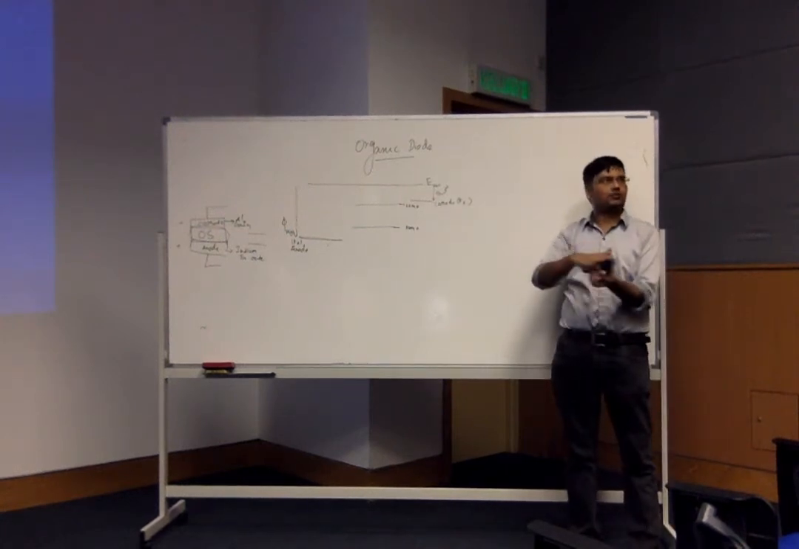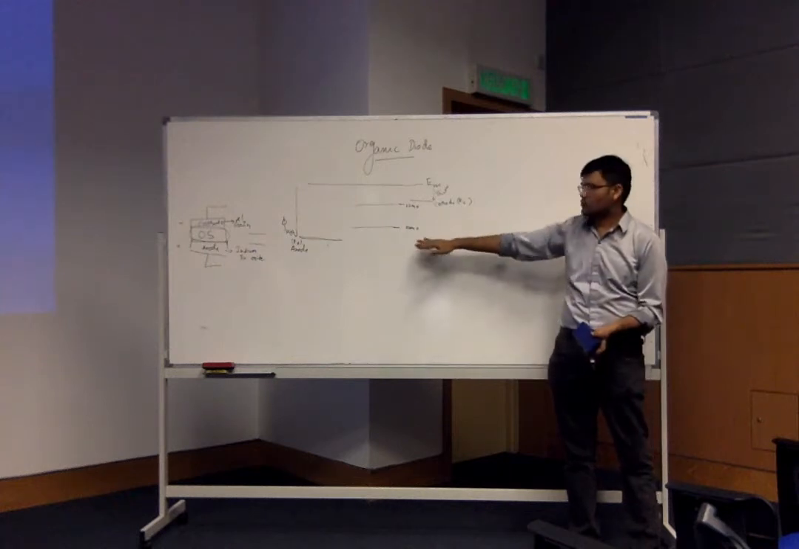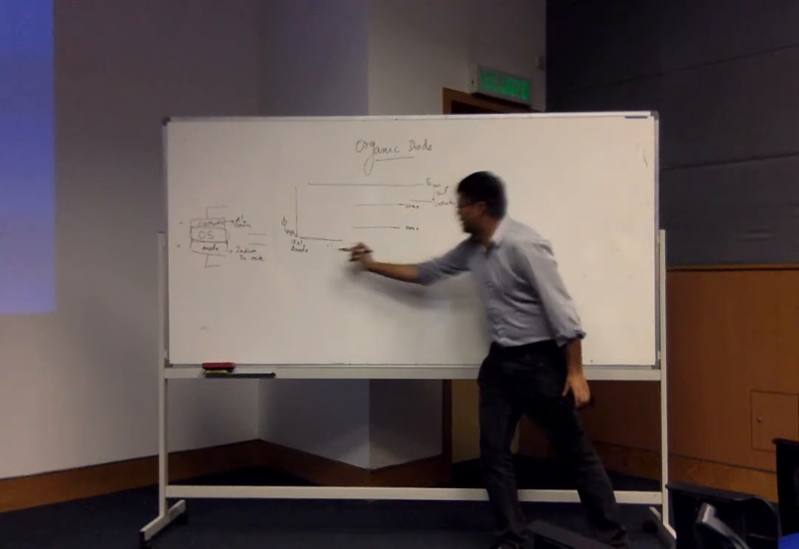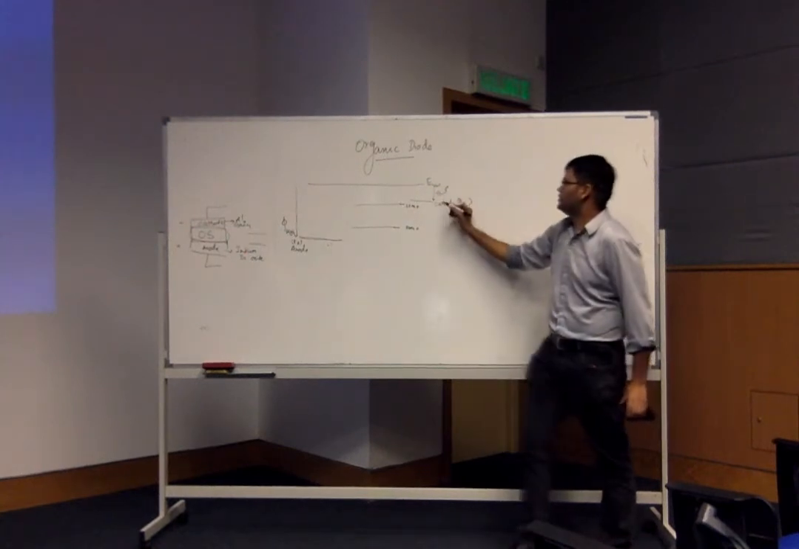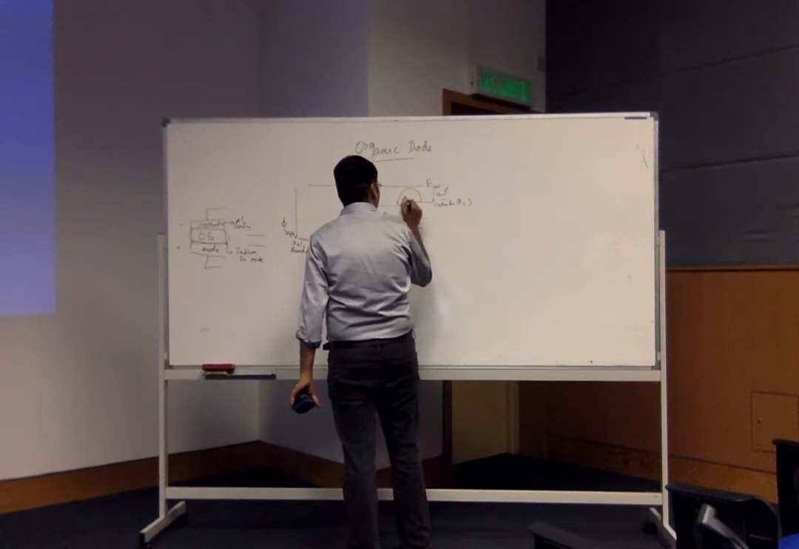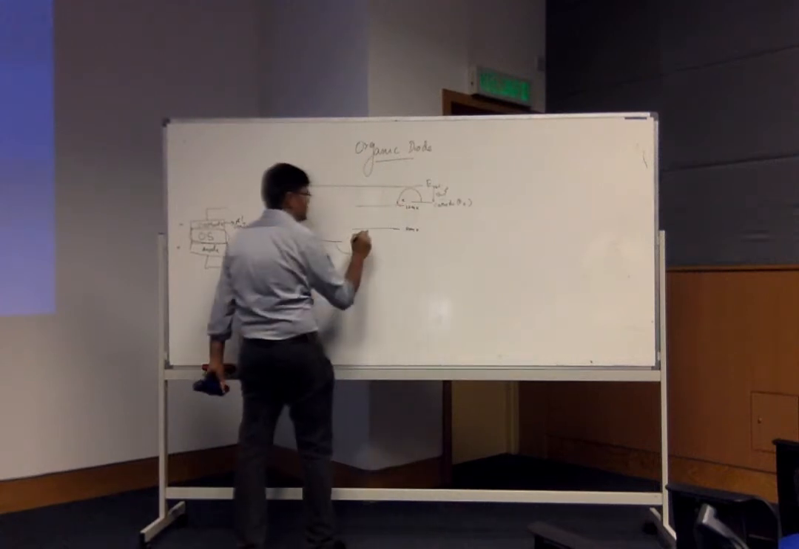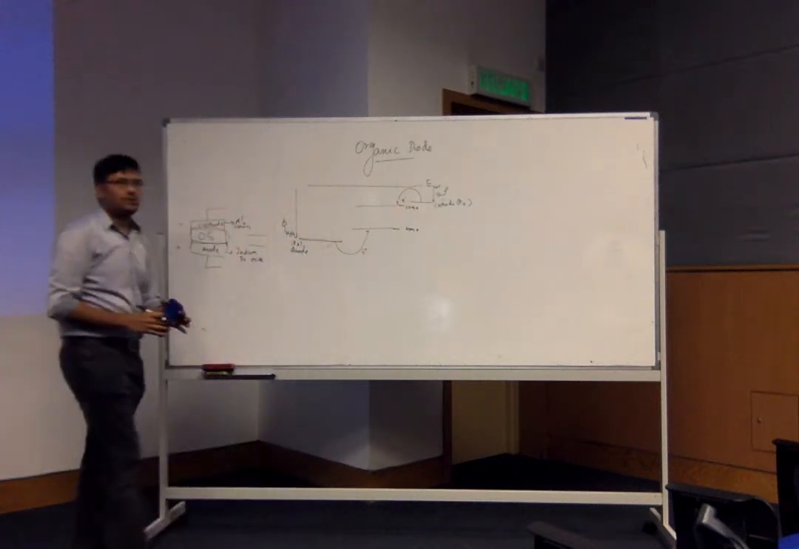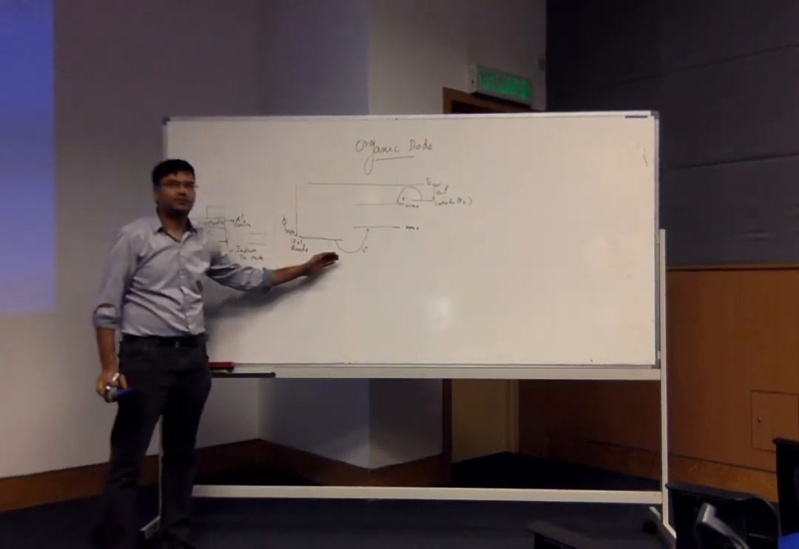The cathode is towards the LUMO level, and the anode is towards the HOMO level. Now when I apply a positive potential to this and a negative potential to this, there is a flow of electrons from here, and there is a flow of holes from here. So there is conduction between these.